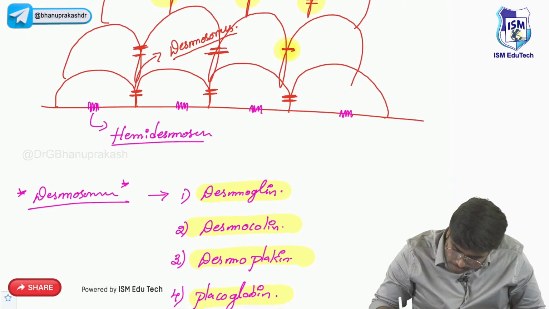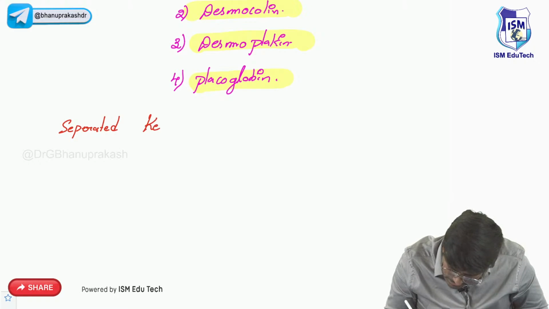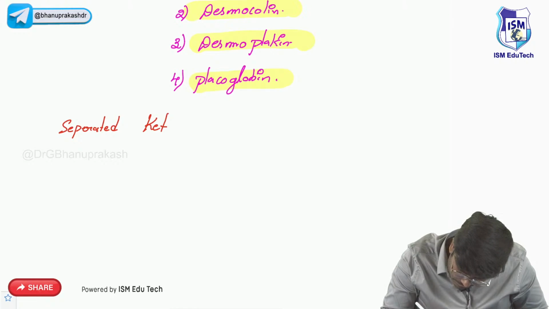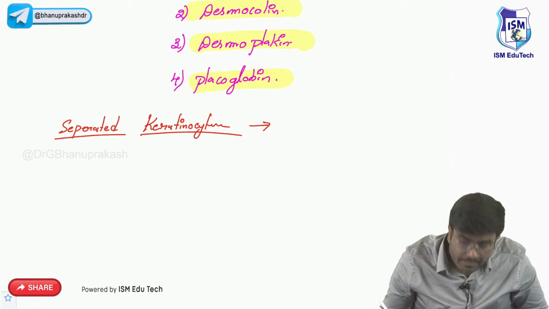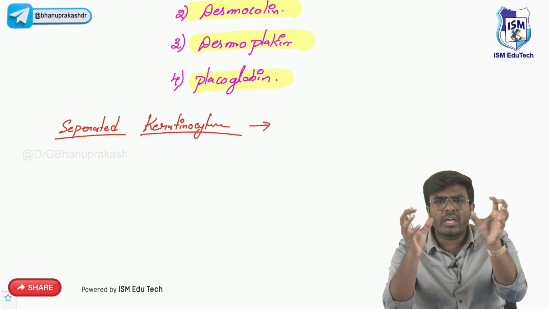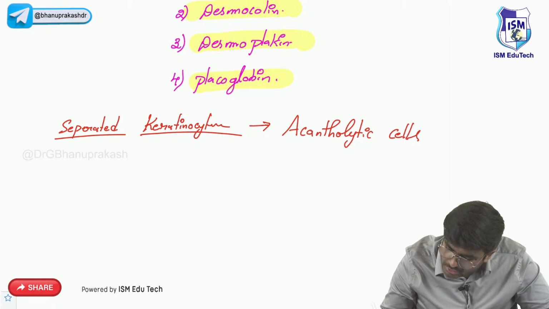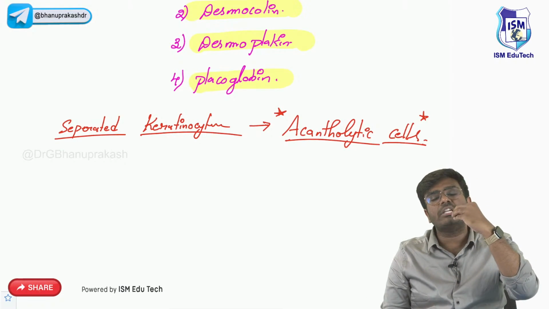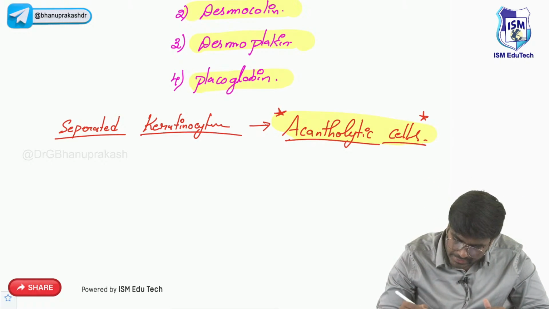Now these separated keratinocytes are called what? Separated keratinocytes which are not attaching to anyone. These separate keratinocytes are called acantholytic cells. Acantholytic cells, very important MCQ. A separated keratinocyte which is not attaching to the other cells is called an acantholytic cell, guys.